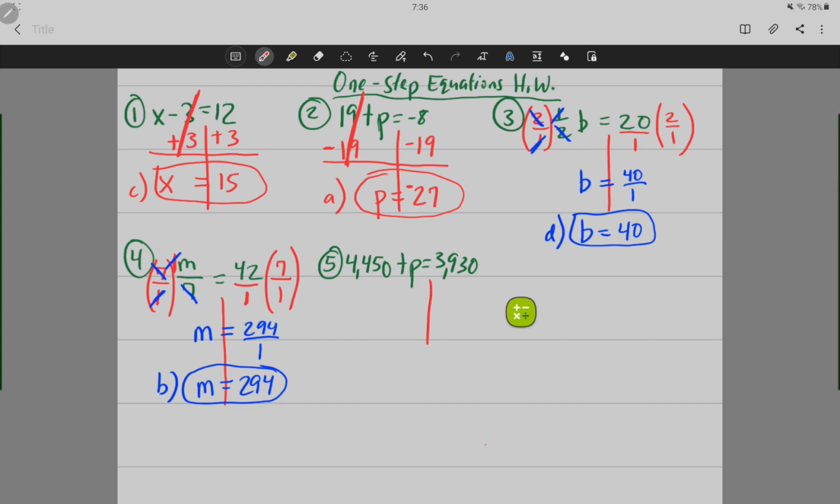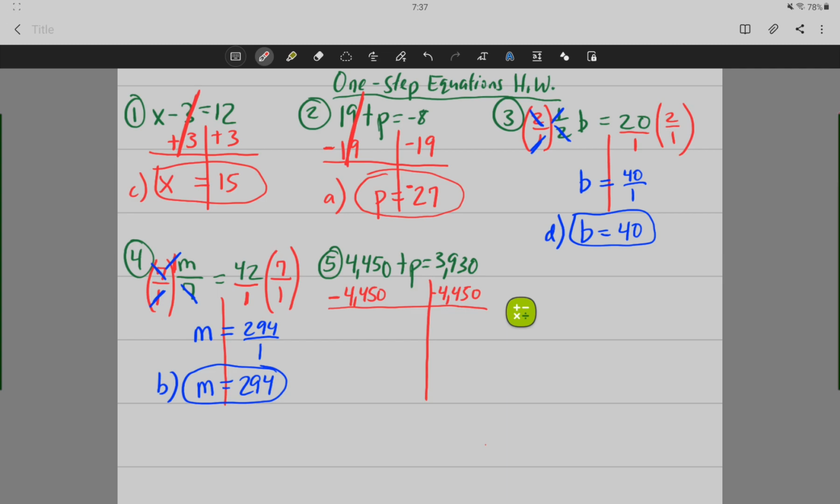Equal sign, let's draw a line to separate terms on the left side from terms on the right side. Then we want to isolate or get our variable all by itself on one side. So looking at p, I have another term next to it which says positive. Inverse operation is negative, so we subtract 4,450. And whatever we do on one side, balance that equation, do the same to the other side. There we go.